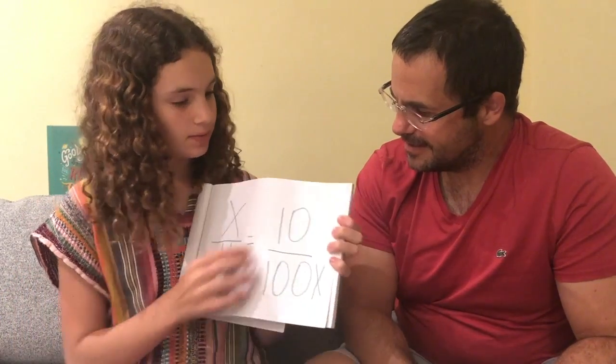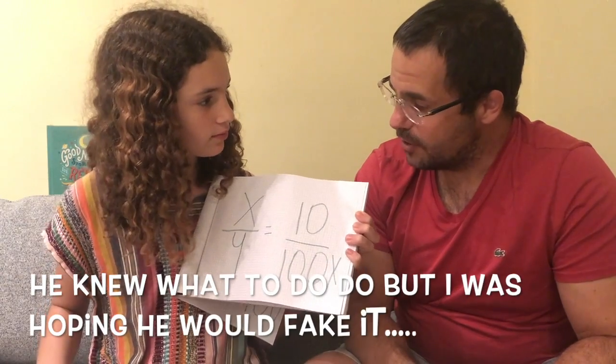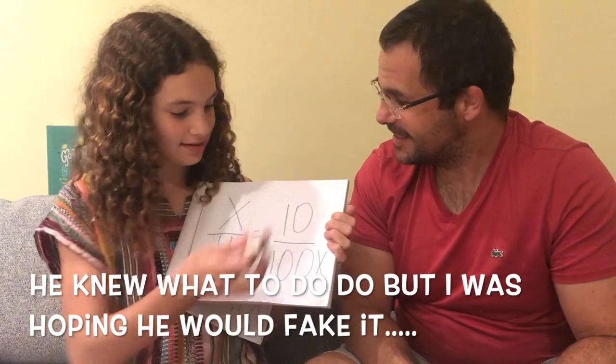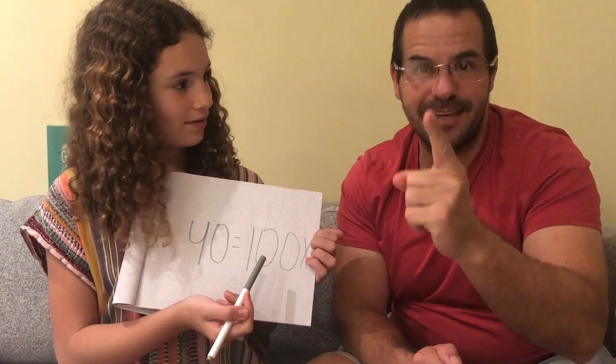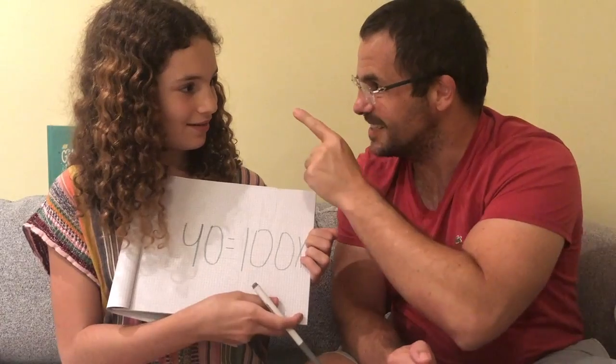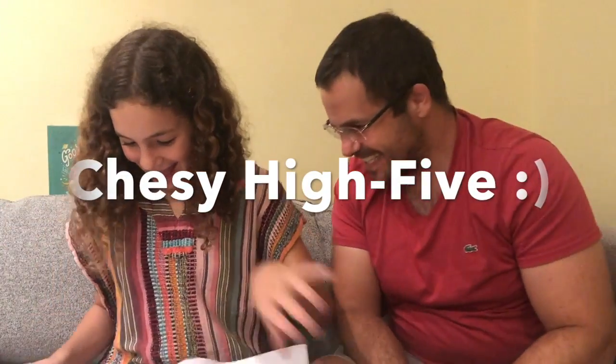So then, what do you think we do? We're going to cross multiply. Yes, so this times this and this times this. And doing that, we get 40 equals 100x. So that means that we have to divide everything by 100 to isolate the x. Yes! All right, I'm getting it. Yay! Okay.